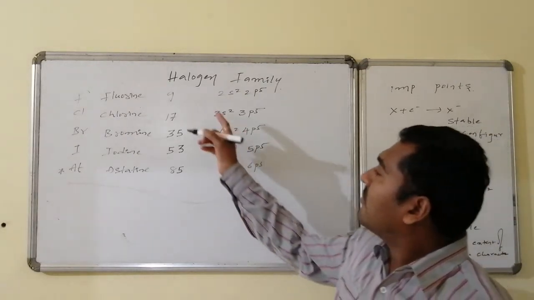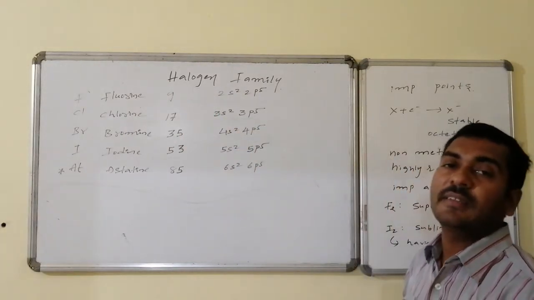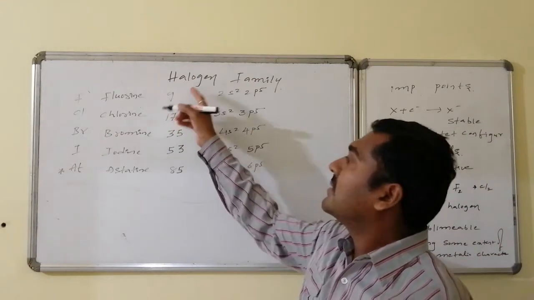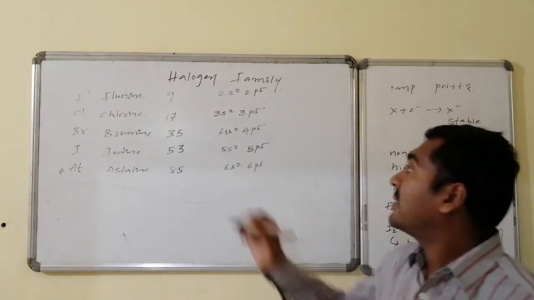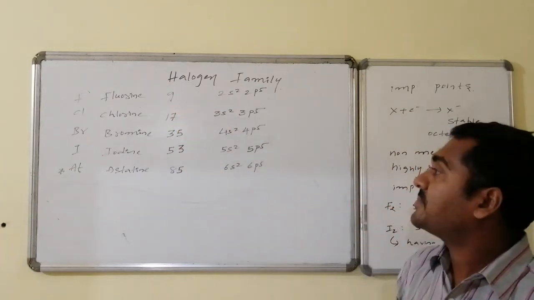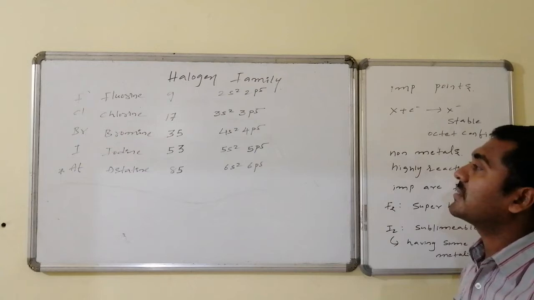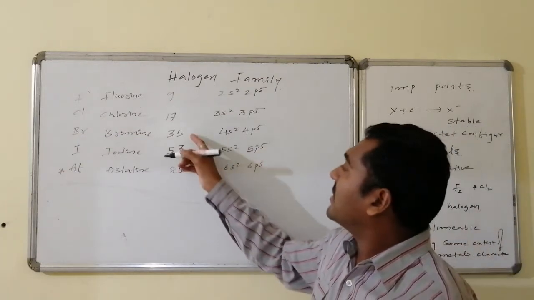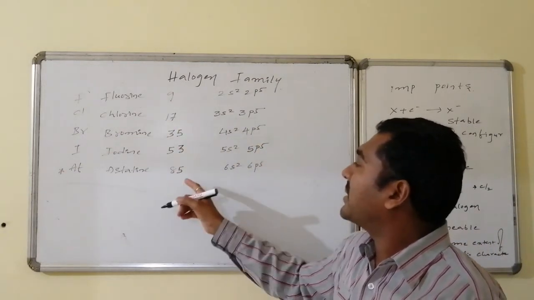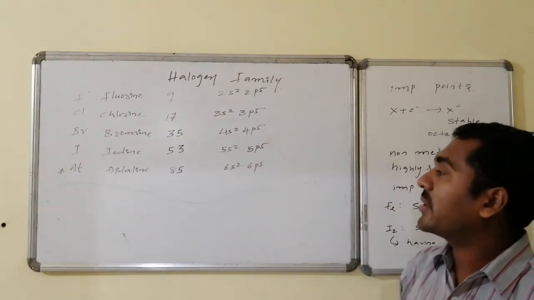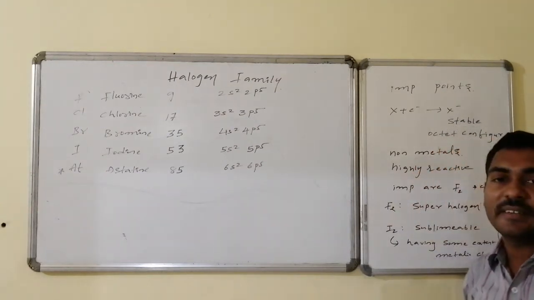Each is one number less than the inert gases having octet configuration. Neon is 10, less by 1 gives 9, whereas argon is 18, less by 1 gives 17. Similarly, krypton, xenon, radon have atomic numbers less by one, resulting in fluorine, chlorine, bromine, iodine, astatine.